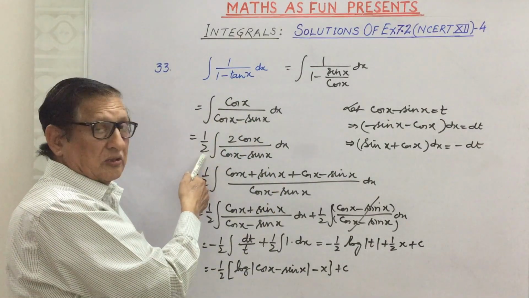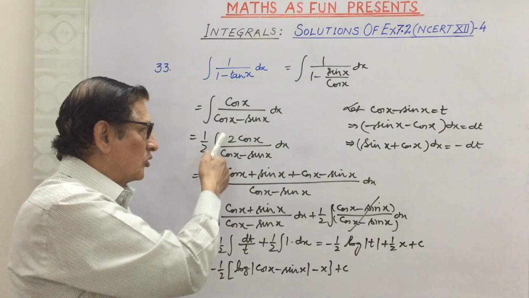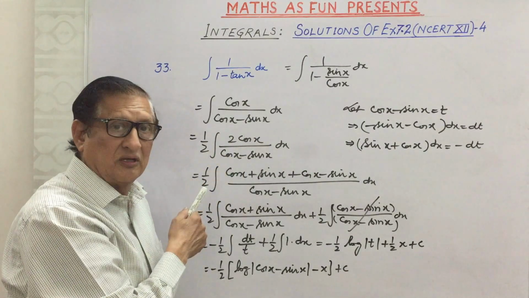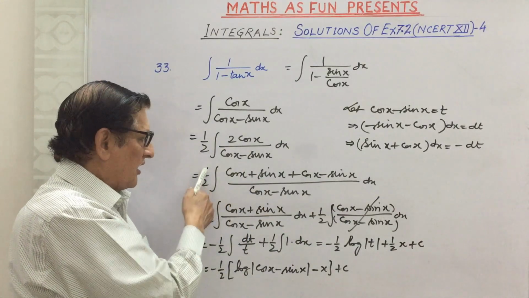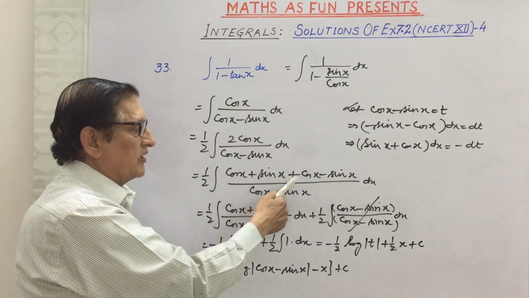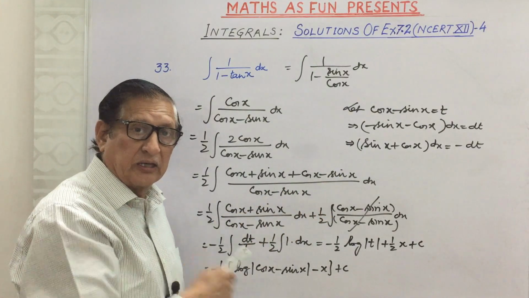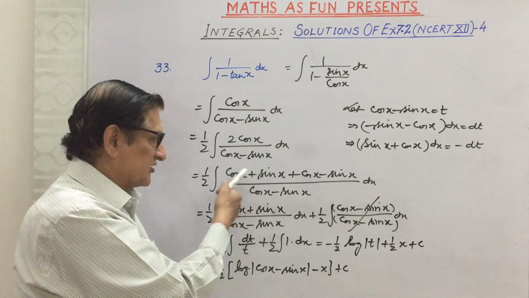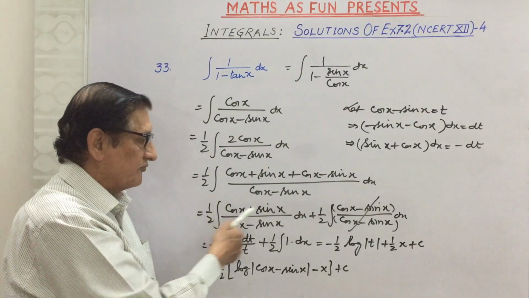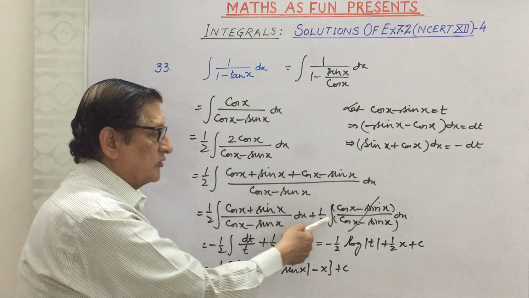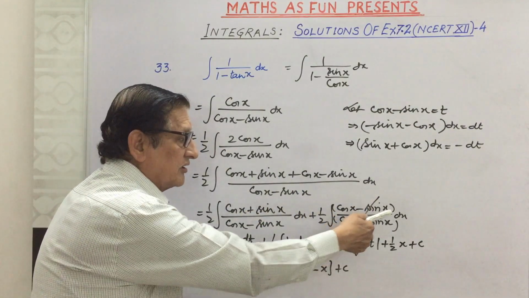And to get this sin x plus cos x in the numerator, again we multiply and divide this by 2 to get 1 by 2 into 2 cos x upon cos x minus sin x. 2 cos x can be written as cos x plus cos x, and we add and subtract sin x in that. So we get here half cos x plus sin x plus cos x minus sin x whole upon cos x minus sin x. Now this can be divided into two parts. The first part is cos x plus sin x upon cos x minus sin x into half. The second part is half into cos x minus sin x upon cos x minus sin x. They cancel each other.